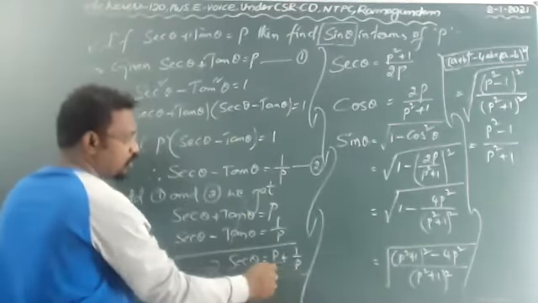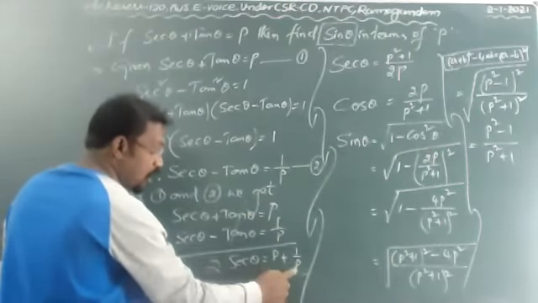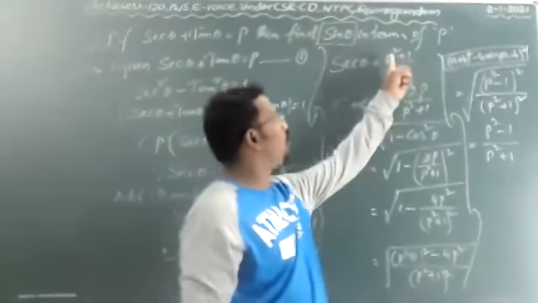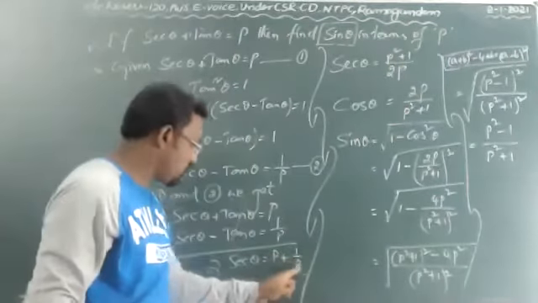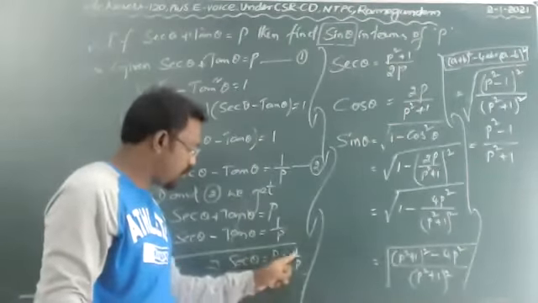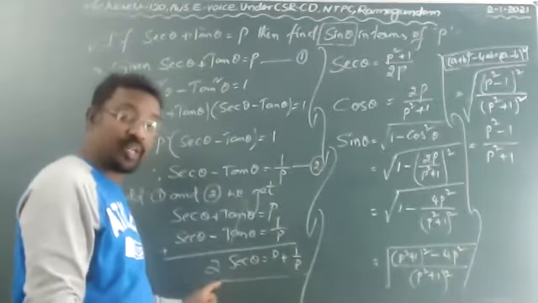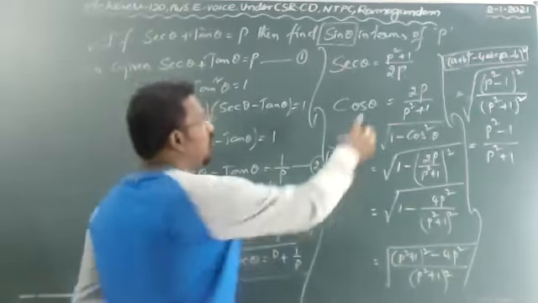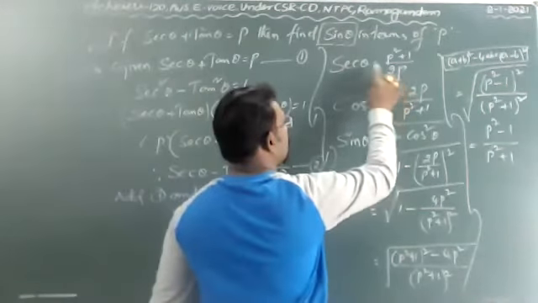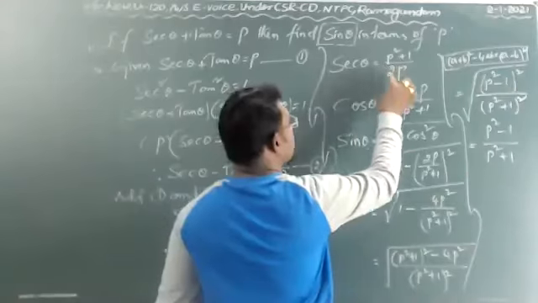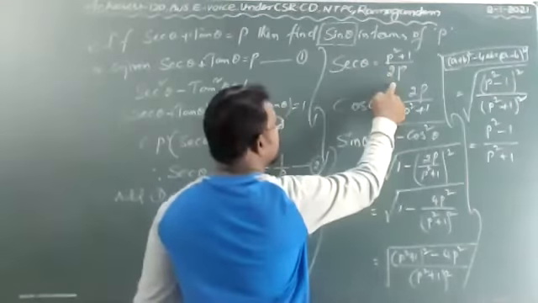Take the LCM here. What is the LCM here? P is the LCM. P into p is p square, plus 1 by p into p, p square plus 1 by p, but here 2 is there. Send it to the right side, it will go to the denominator. You got it, secant theta.